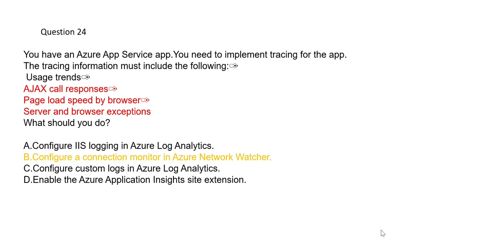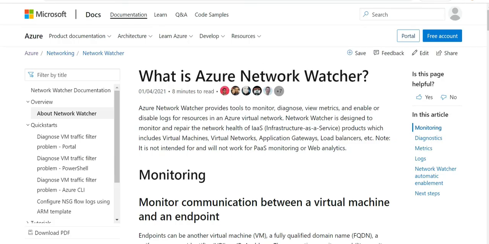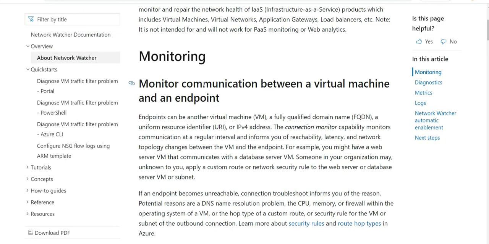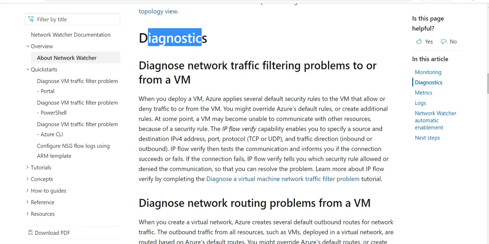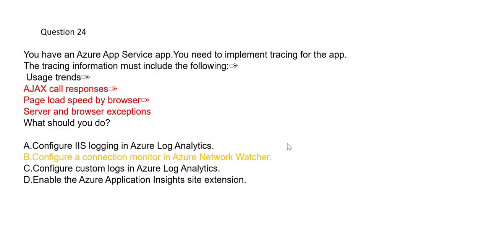Now let's look at this option, network watcher. The main purpose of that is to monitor, diagnose, and view metrics for the virtual network and the resources, that is the infrastructure as a service resources deployed on your virtual network. One example is monitoring the communication between a virtual machine and an endpoint. Another is to diagnose network traffic filtering problems, etc. None of it is linked to our question. This is totally wrong.